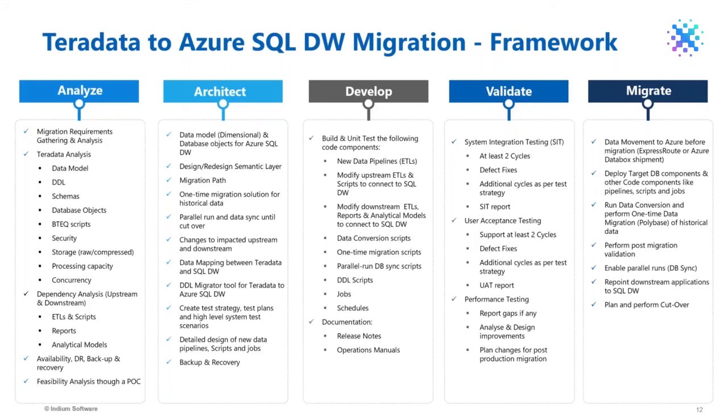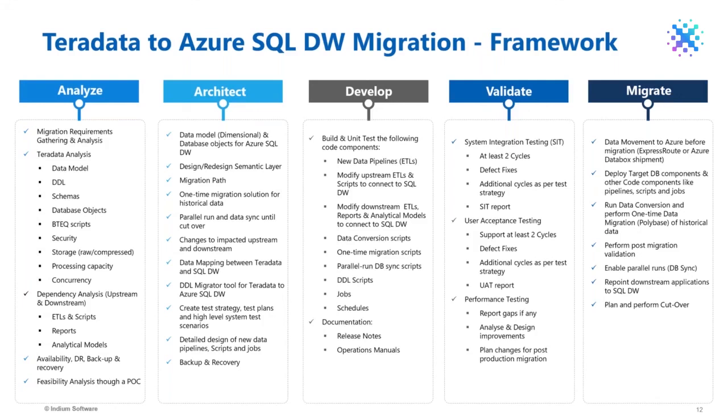It could be through express route network setup or Azure Data Box shipment, which is physical. And then we follow that with target DB deployments and code components, run the data conversion from Teradata to SQL DW, which includes Polybase for conversion, perform post-migration validation, run parallel runs if you are planning to switch over at a later date, and then redirect your downstream applications to the new data warehouse, and then plan and perform cutover. So if you look into the list of steps noted, this is a full coverage of what the elements related to Teradata and Azure SQL are. It could be customized depending on your needs, but in general, this gives you a fair idea of what you need to do when you're migrating from Teradata to Azure SQL.